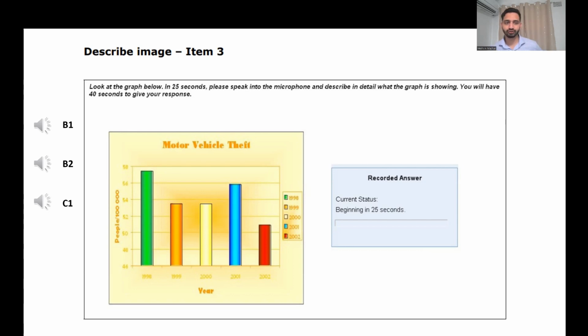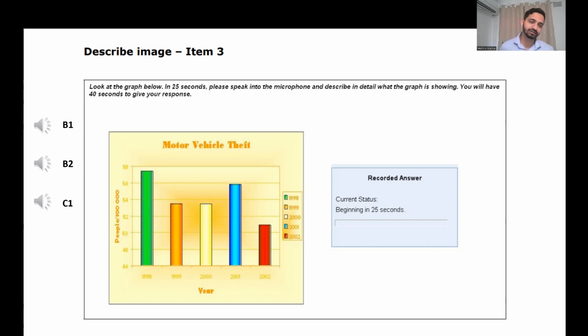Right. Okay. So obviously you must have looked at this graph, and the graph is about motor vehicle theft. It gives you years at the bottom. You've got 1998 and you've got 2002. You have high points and low points here. You can always talk about the high point and the low point. You've got people per 100,000. So this is very important.